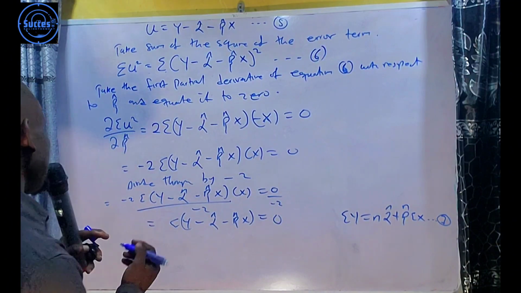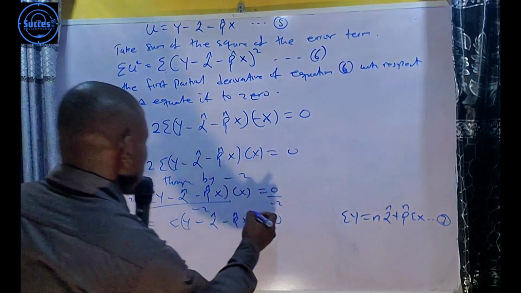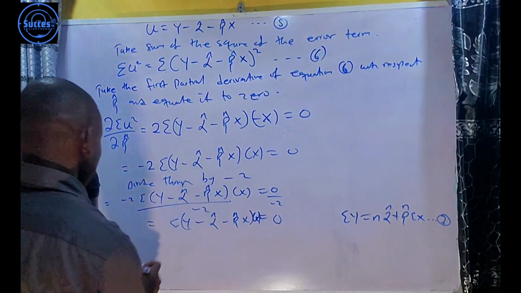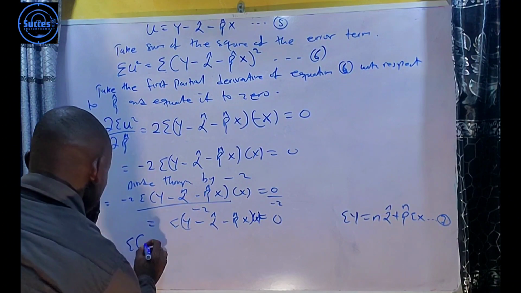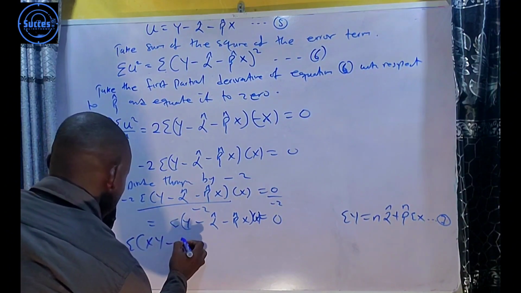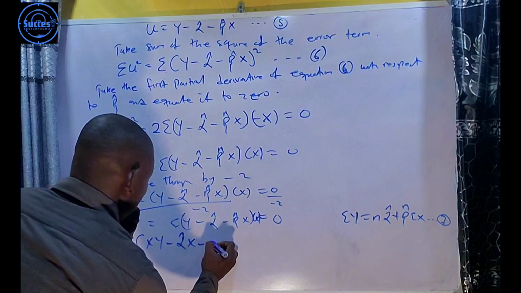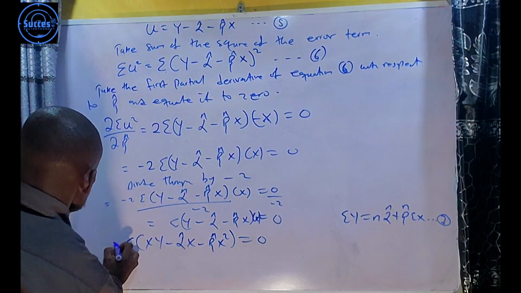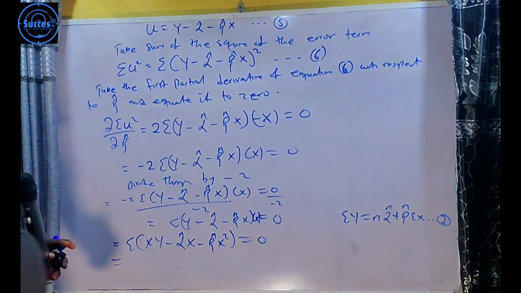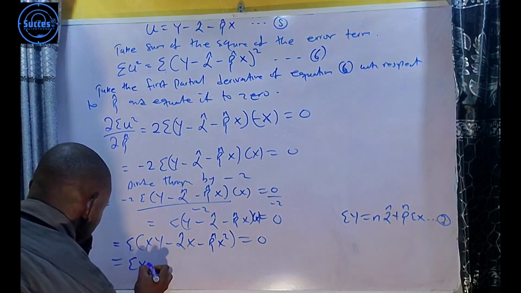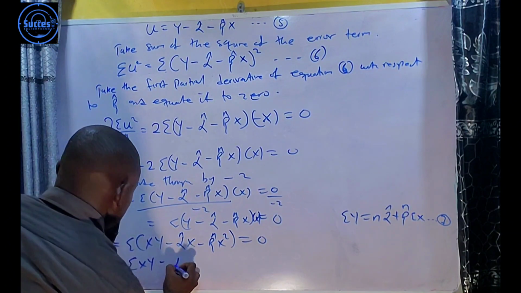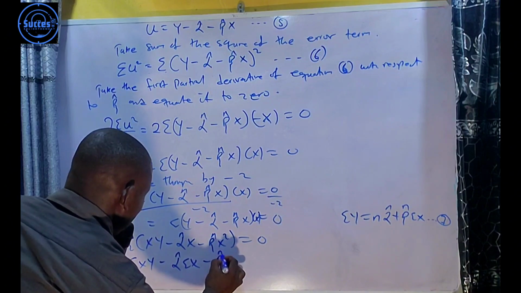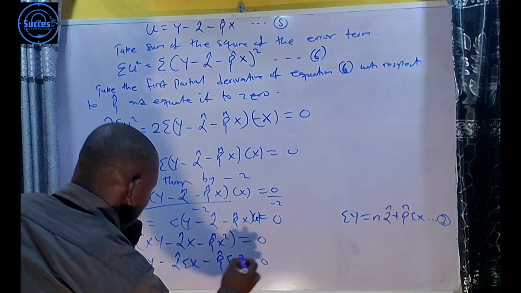So therefore now we can open this bracket. Don't forget we have x here. So multiply all through by x first. So you have summation of xy minus alpha cap x minus beta cap x squared equals 0. So now let's multiply all through by the summation. So what we have is summation xy minus alpha cap summation x minus beta cap summation x squared equals 0.